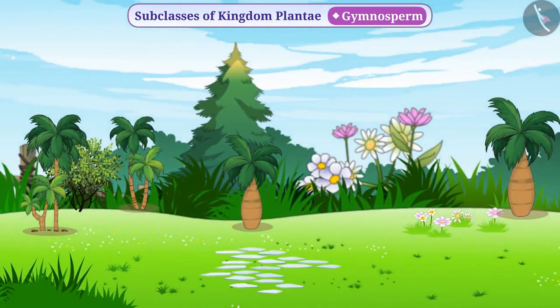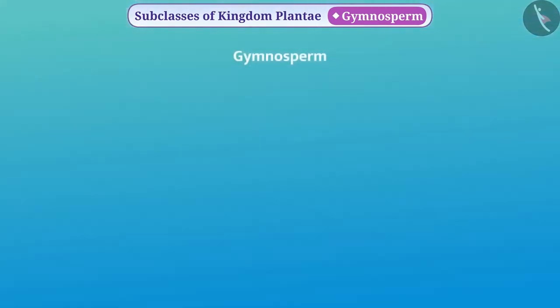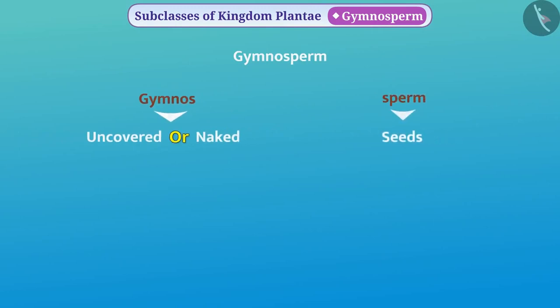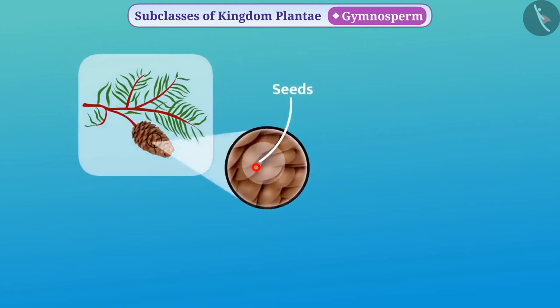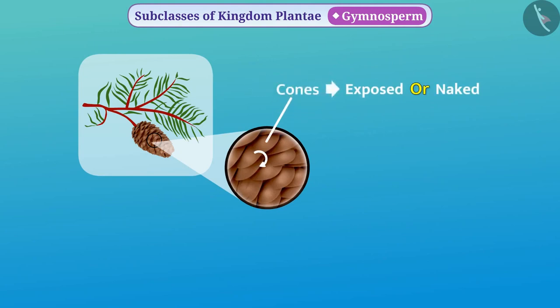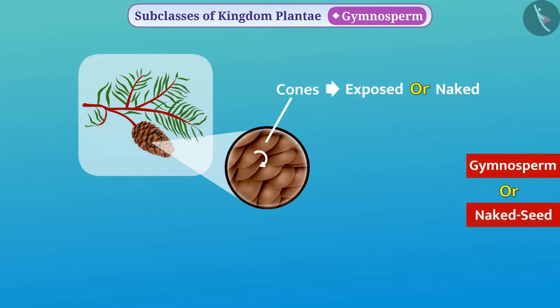In the garden, you must have seen plants such as cycas and Christmas tree. Gymnosperms. The term is made up of two Greek words, gymnos, meaning uncovered or naked, and sperm, meaning seeds. These are plants whose seeds are not covered by the ovary wall, but are in open, that is, exposed or naked positions, in small twigs or cones. For this reason, they are also called gymnosperms or naked seed plants.